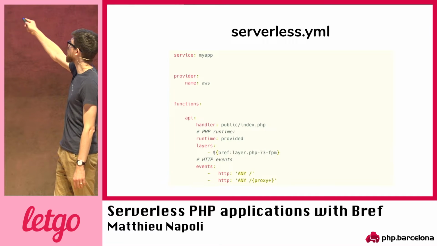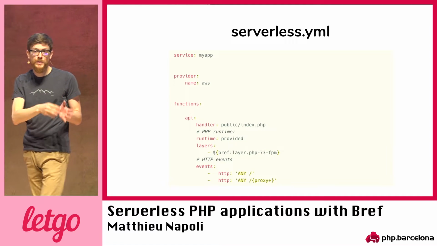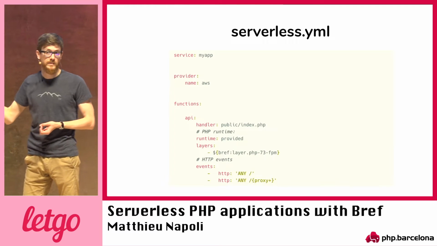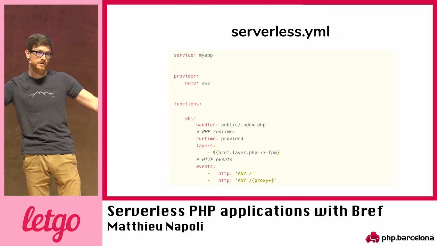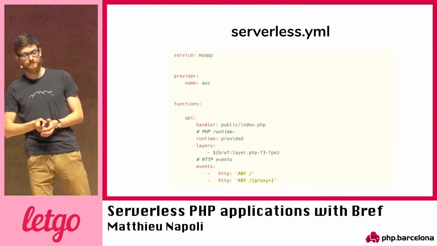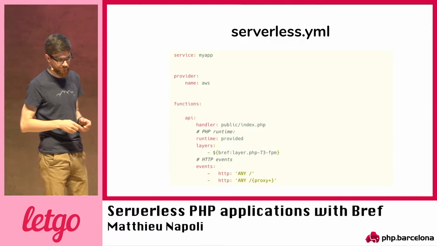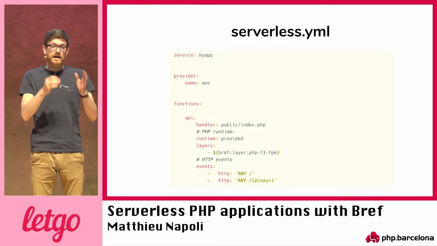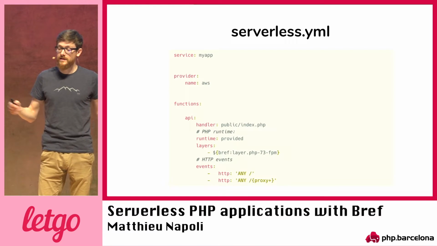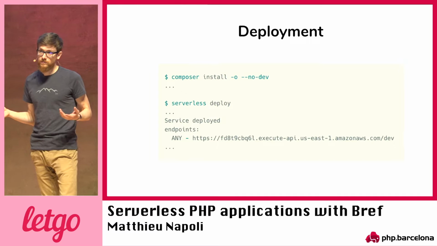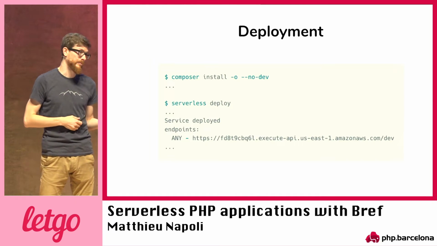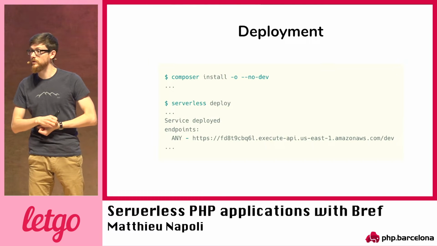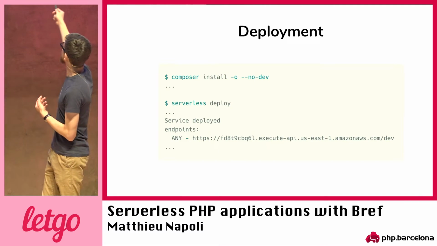And here, this is the way you say the event that triggers my function is HTTP. So here it's a way to say every request goes onto this function. It's like a catch-all. Now I have my configuration and I can run serverless deploy. So I will install the composer dependencies optimized for production, run serverless deploy, and there you go.